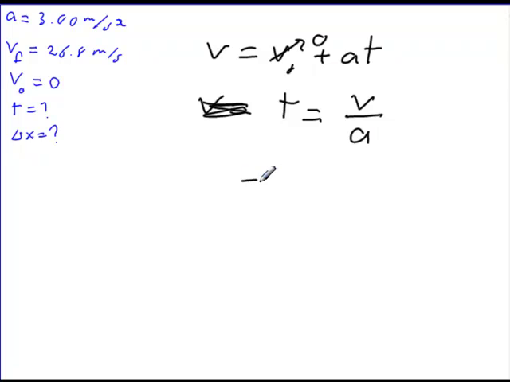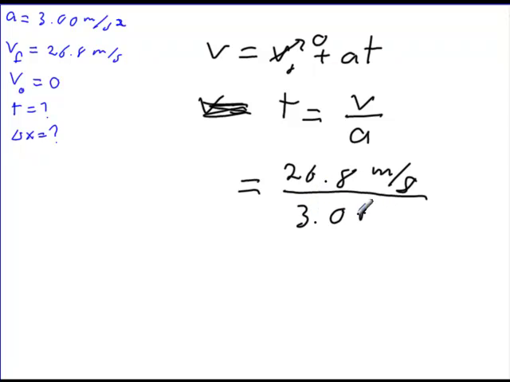Or simply, 26.8 meters per second divided by 3.00 meters per second squared. Now I can pull out my calculator, and I get 8.94. Let's check our units. Meters cancels, one of the seconds cancels, and the remaining seconds flips over into the top, so this is 8.94 seconds.